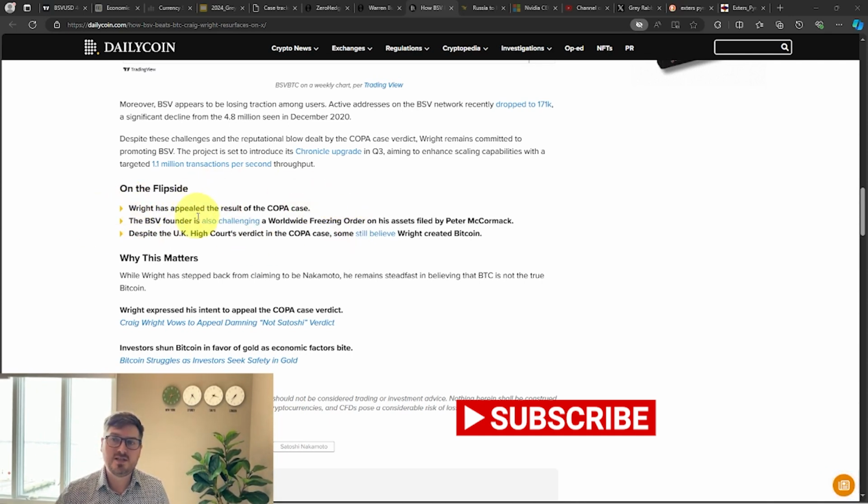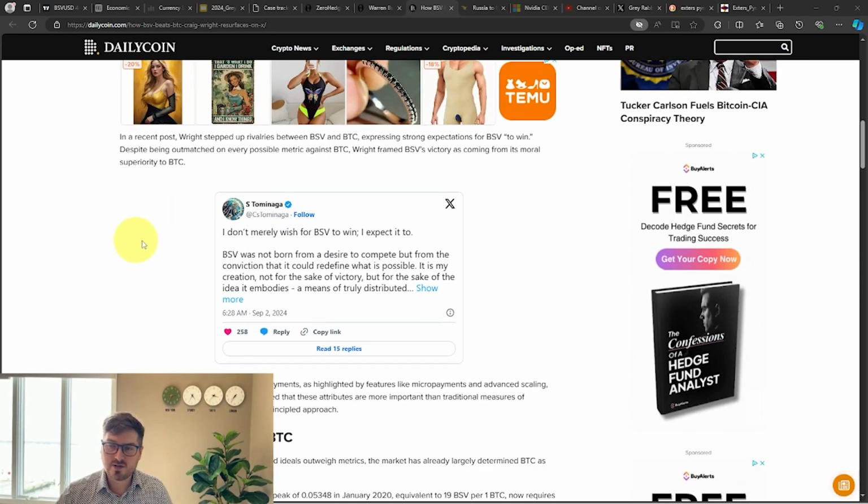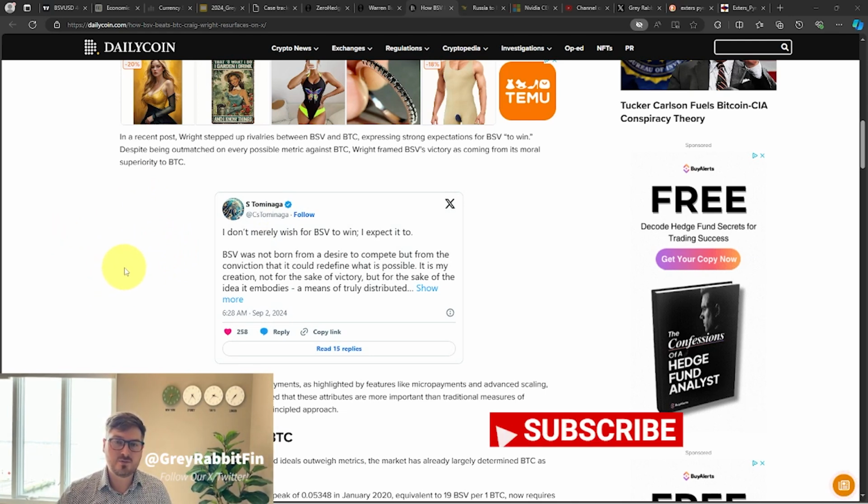I'm going to leave the article in the description box below if anyone wants to read into it further. But basically it's just talking about how Craig Wright has resurfaced on Twitter under this handle, @CS Tominaga. So check out his Twitter. He has some pretty interesting insights. But this overall I thought was positive fundamental news for BSV in terms of giving him the possible chance to win on appeal, which we have seen before in the past. So keep that in mind.